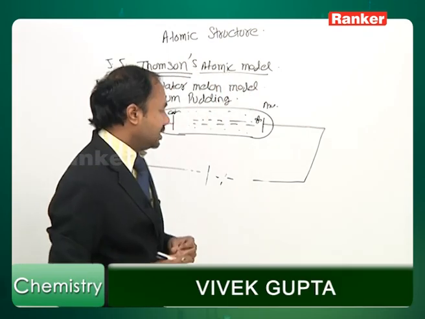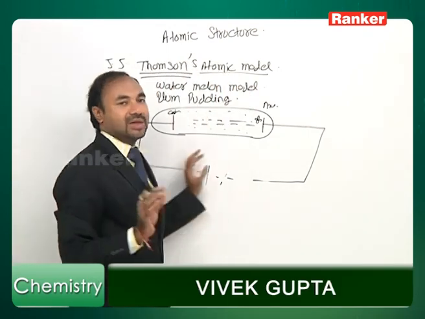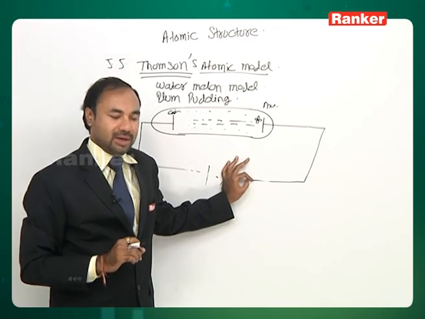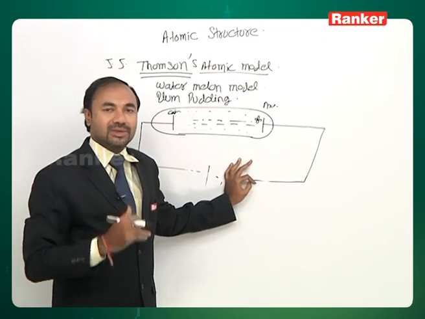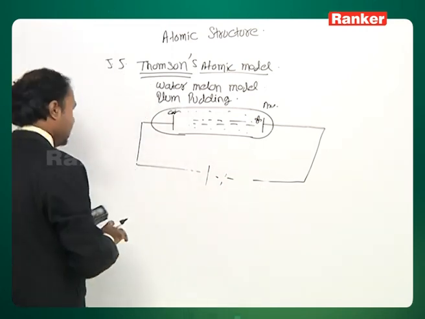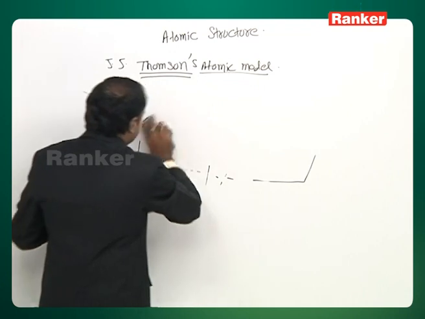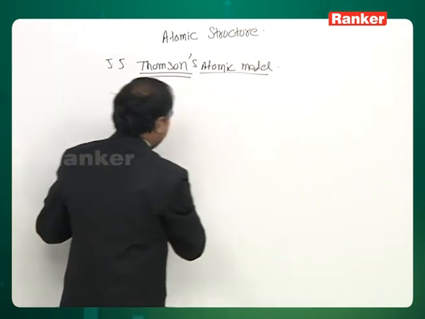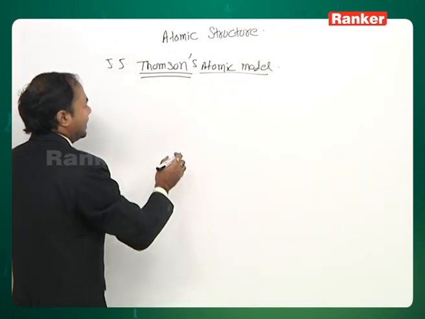After some time, what happened? At that time, radioactive materials were discovered. When radioactive materials were discovered, all the scientists were doing research with radioactive materials, and one of them was Rutherford. He did one experiment which is known as Rutherford's alpha ray scattering experiment.